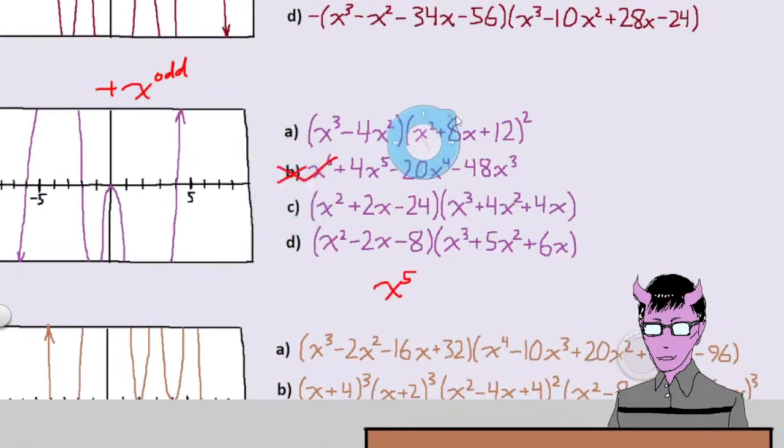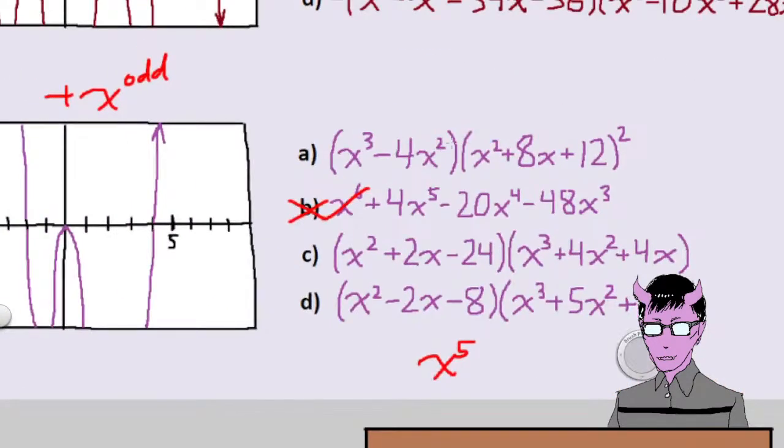Alright, that's fine. Let's check this one. So we have to factorize this junk. We have an x squared here and an x squared there, so we can factor out x squared.